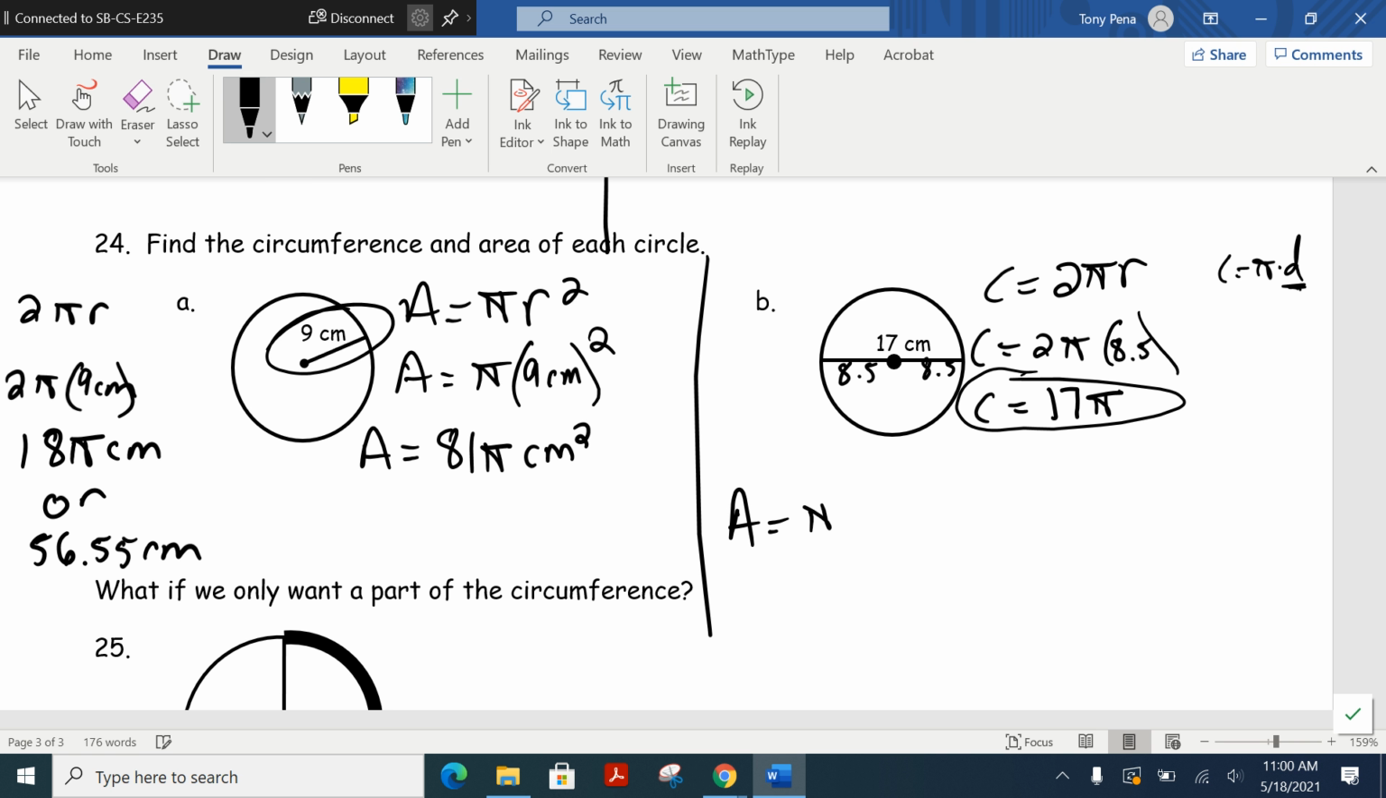And then same thing with our area, pi r squared. Our radius is 8.5. Square that. And that should be 72.25 pi centimeters squared. Or multiply the pi with it.